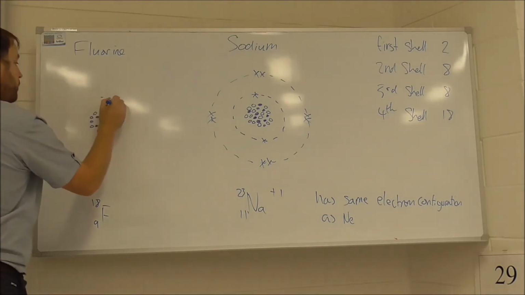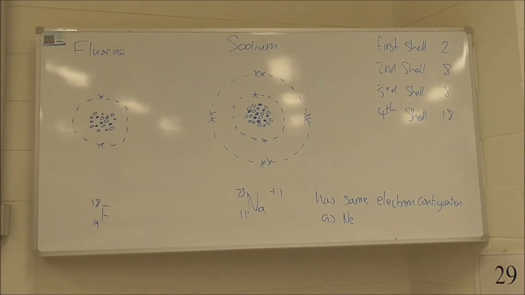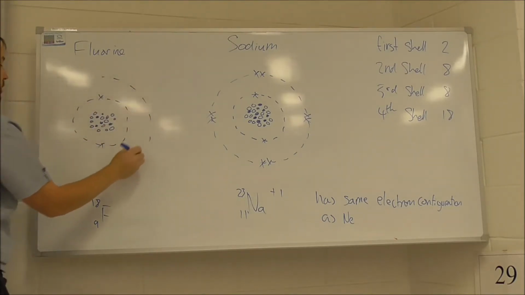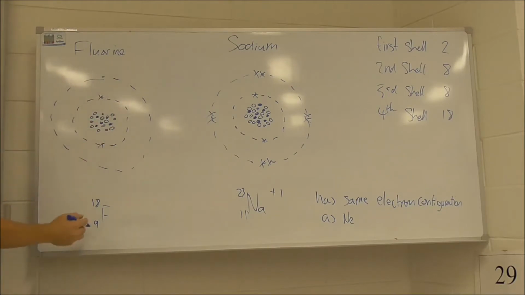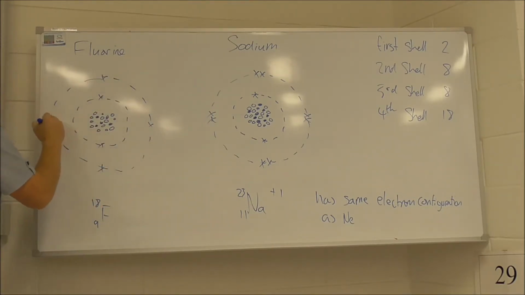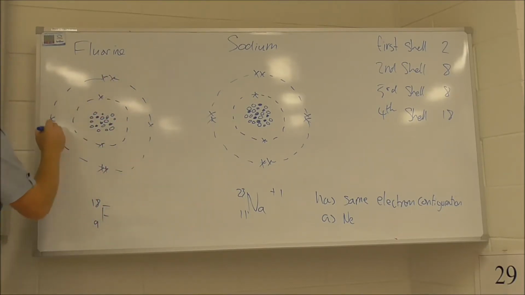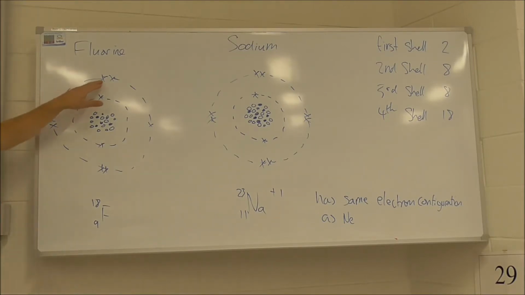The first shell has 2 electrons, it's full. The second shell, we need to get to 9, so I need 1, 2, 3, 4, 5, 6, 7. Okay, 7 plus 2 is 9. Okay, so I left this one as the unpaired one for a reason. Now you notice how I did draw them in pairs.